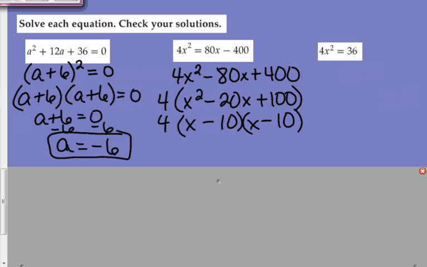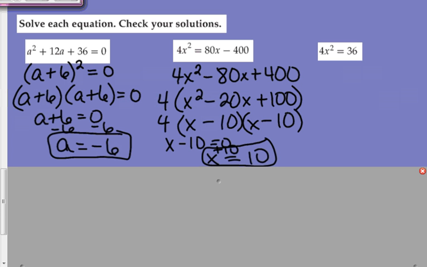And now to solve it, you have to set these equal to 0, and the 4 equals 0 doesn't work, so the 4 will be a solution. But x minus 10 equals 0. Bring the 10 over to add it, so x is 10 only. Again, one answer, because they're both the same.